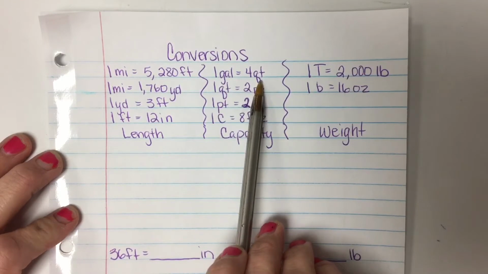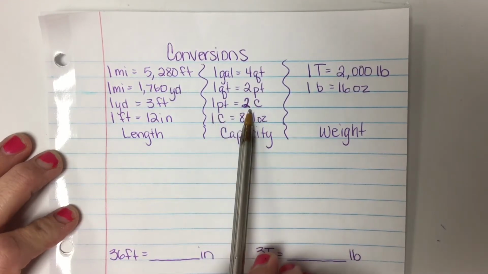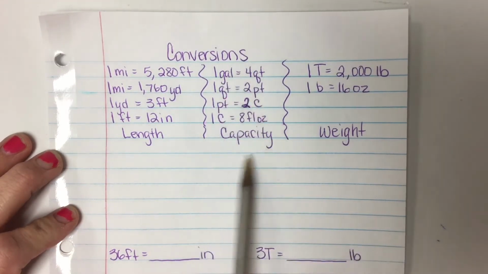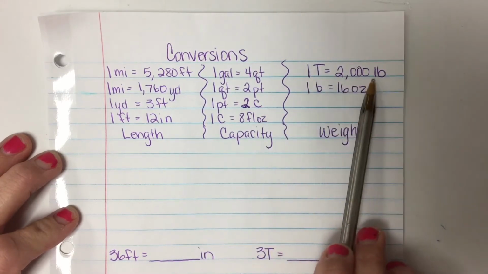1 gallon is 4 quarts. 1 quart is 2 pints. 1 pint is 2 cups. 1 cup is 8 fluid ounces. That's capacity. 1 ton equals 2,000 pounds.